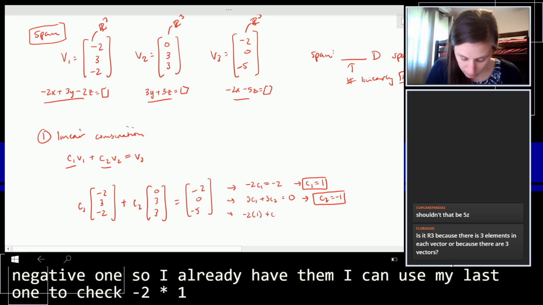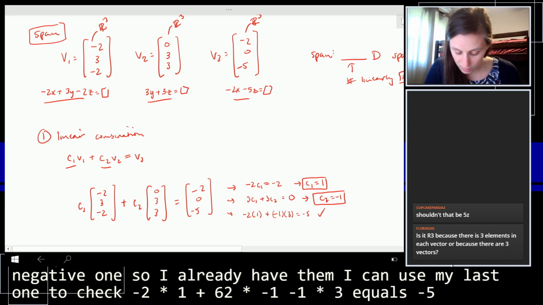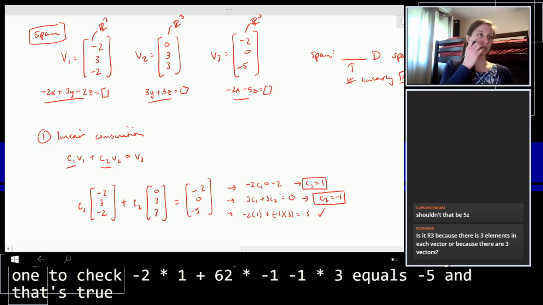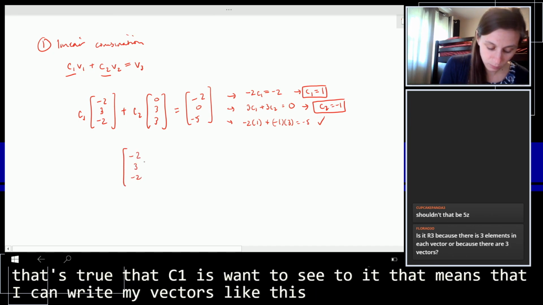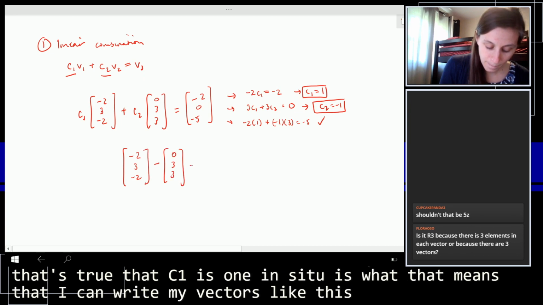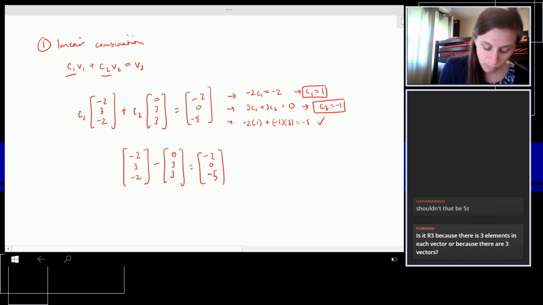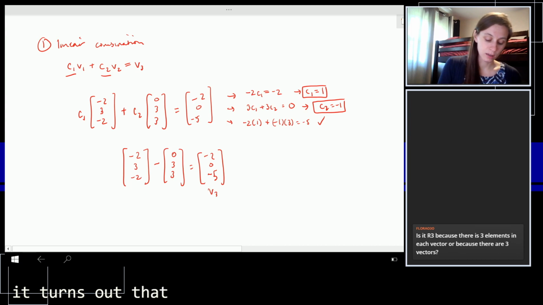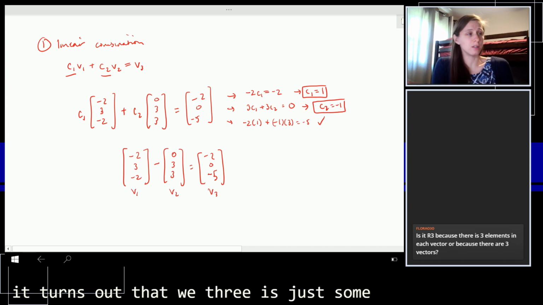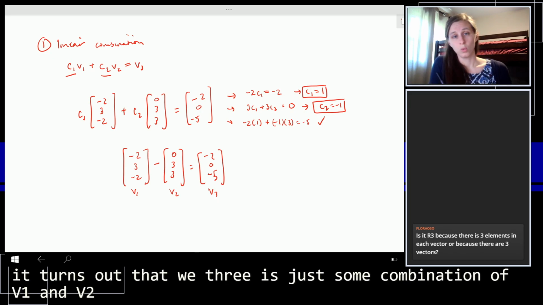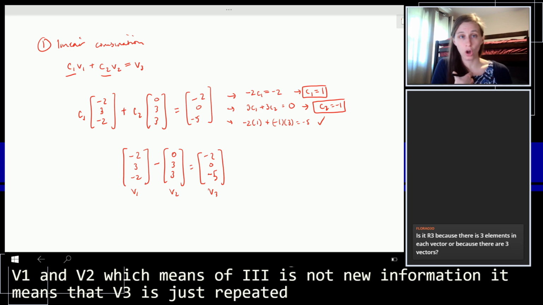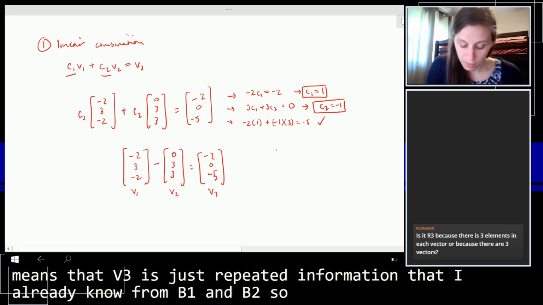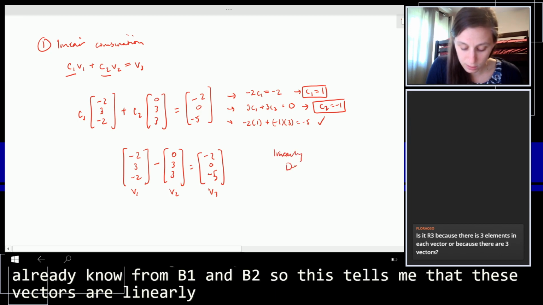-2 times 1 plus C2 times -1. Oops. -1 times 3 equals -5. And that's true. Okay, so there we go. I found that C1 is 1 and C2 is -1. That means that I can write my vectors like this. It turns out that V3 is just some combination of V1 and V2, which means V3 is not new information. It's just repeated information that I already know from V1 and V2. So this tells me that these vectors are linearly dependent.